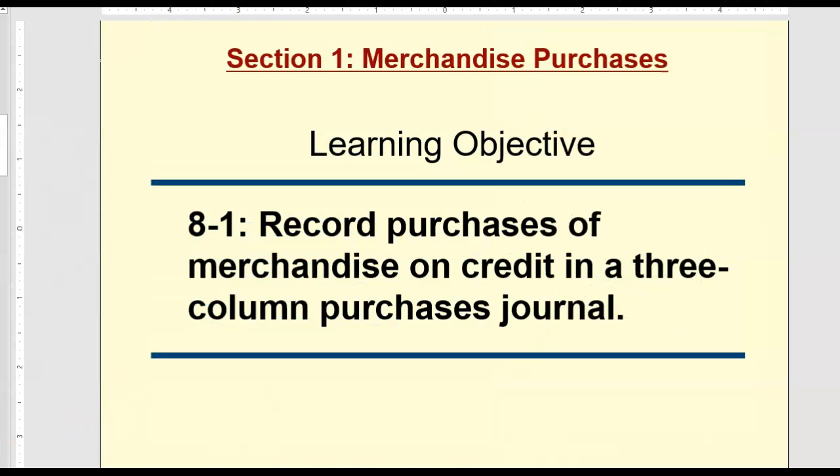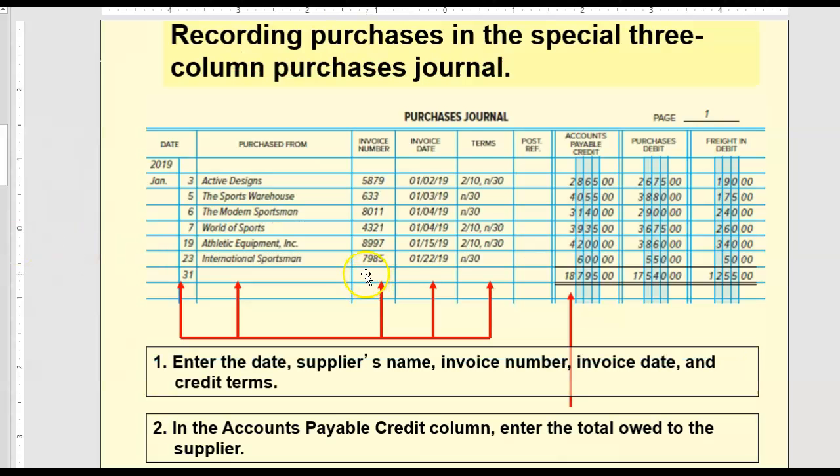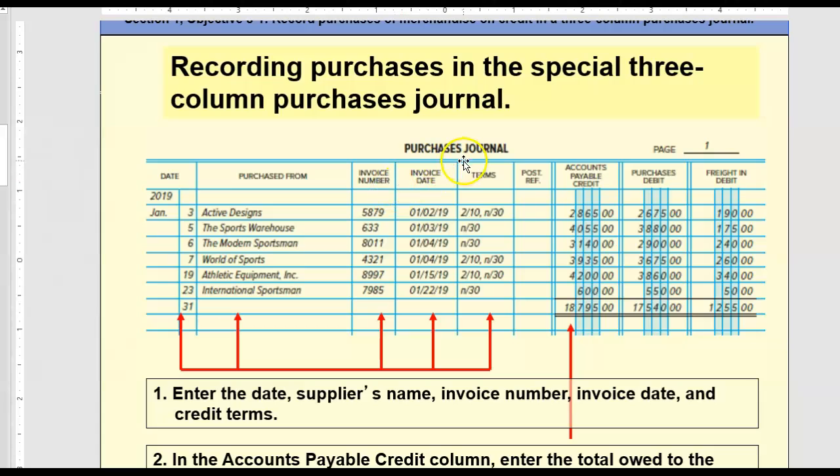Okay, let's look at recording these in a 3-column journal. So this is a purchases journal, just like the sales journal we had with accounts receivable in the last chapter. Now we have a purchases journal of the things that we purchase for us to sell. And here are our purchases listed: the day we purchased them, the invoice number, the invoice date, and here are our terms. Sometimes we got the 2% discount if we pay in 10 days, and sometimes we don't.